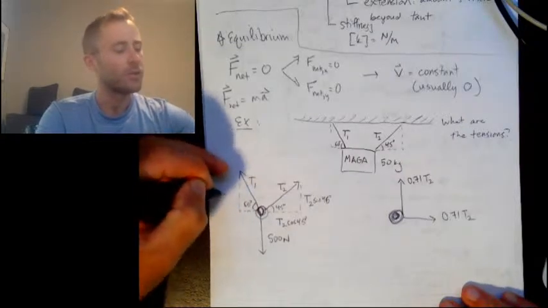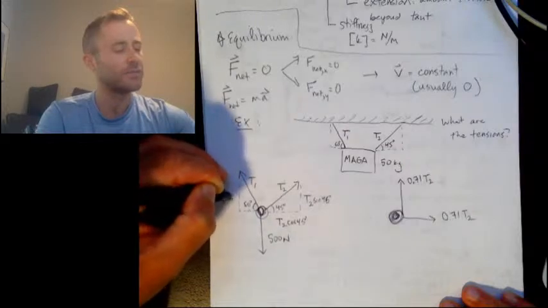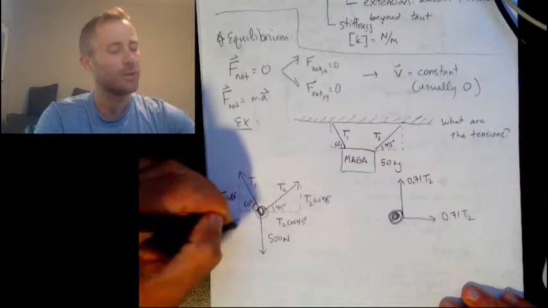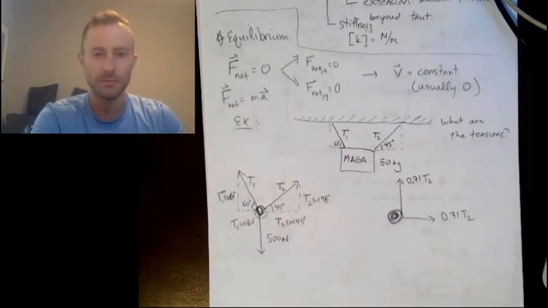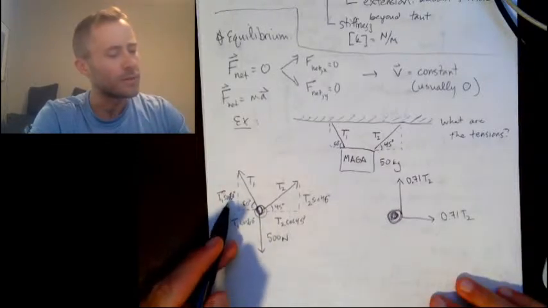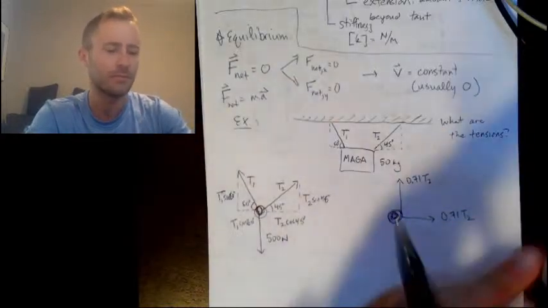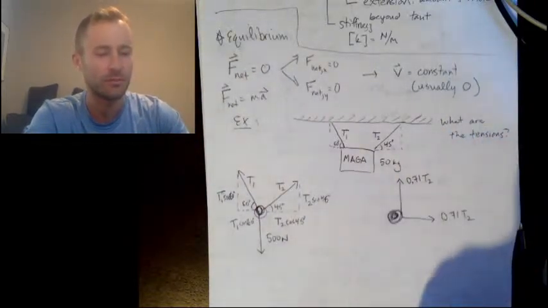Now let's turn our attention to T1. The vertical component of T1 is going to be T1 sine of 60. And the horizontal component is going to be T1 cosine of 60 degrees. Sine of 60 is 0.87, I believe. It's root 3 over 2.